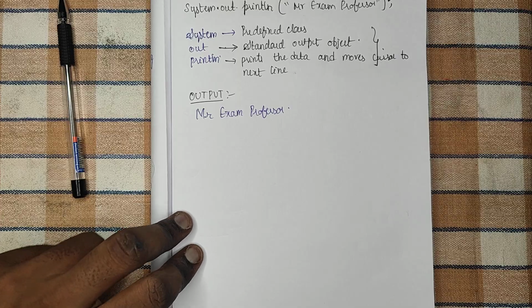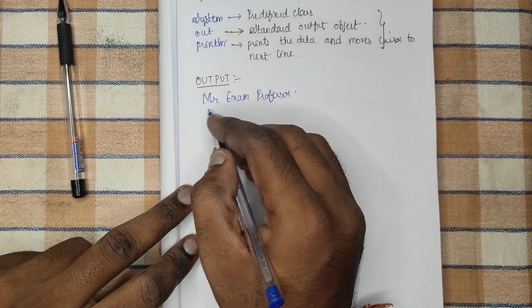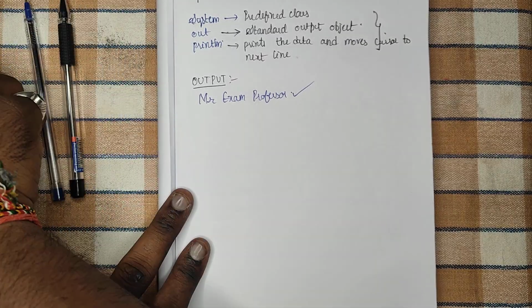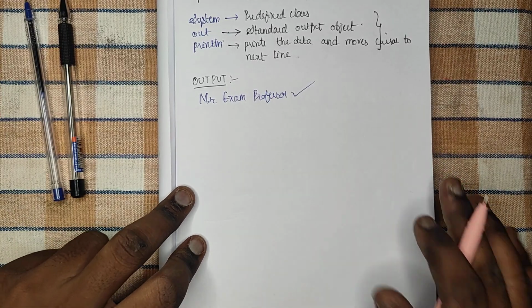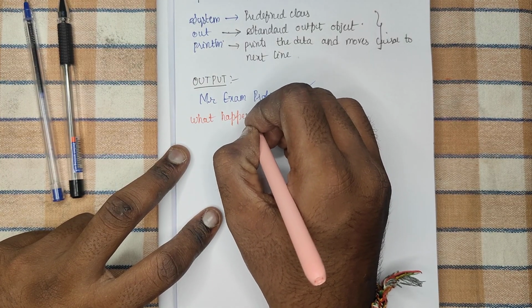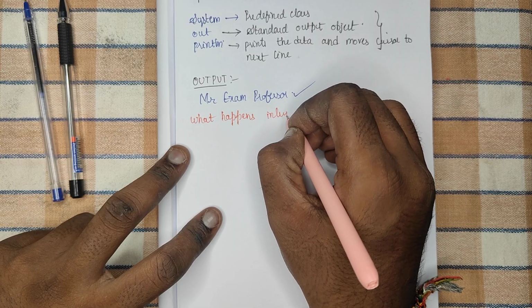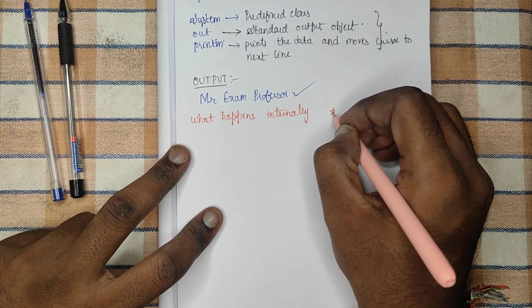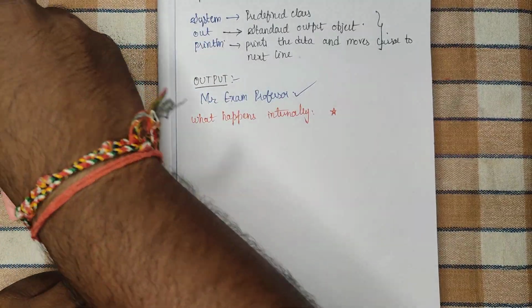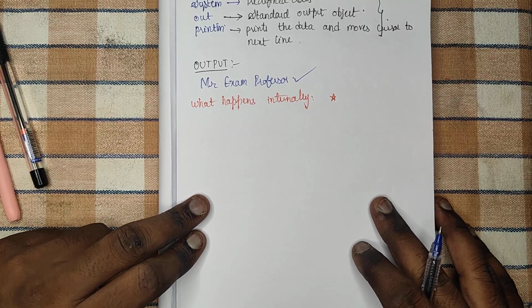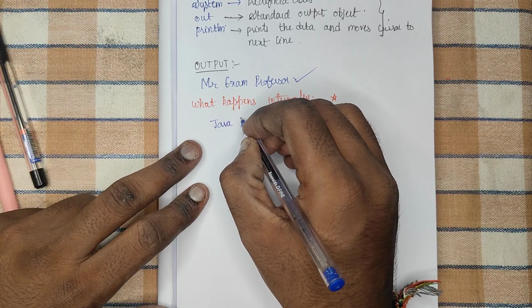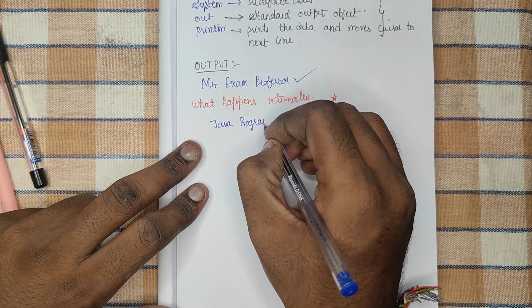So what happens internally? Output has come. Now I'm going to draw a flow chart so you can understand everything. This is also very important. They can ask what is happening internally in a Java program, so there is a chance of asking. So just simply follow what I'm writing.